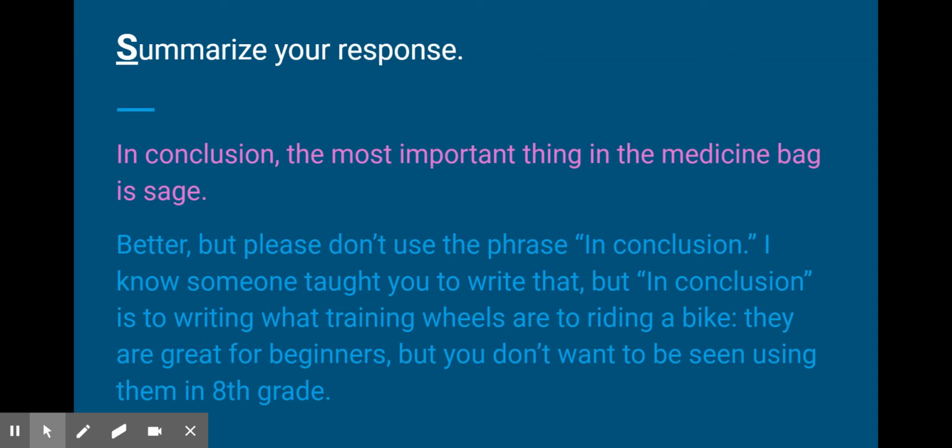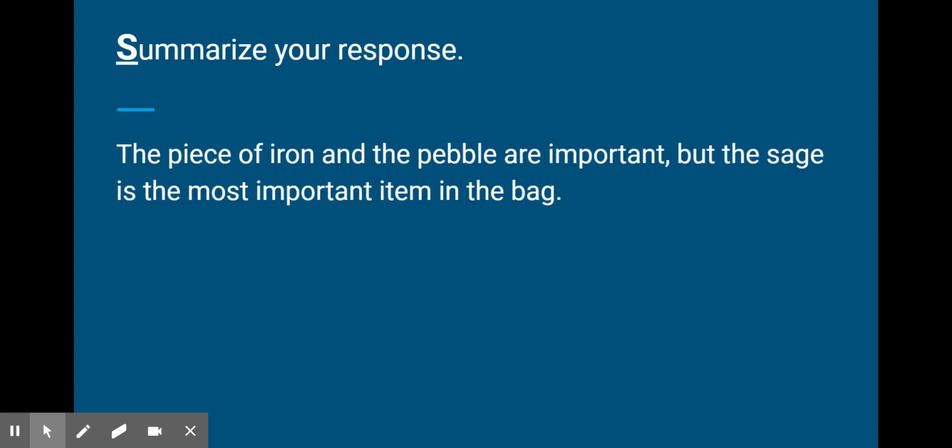I say it like this. In conclusion is to writing what training wheels are to riding a bike. They're great for beginners, but you don't want to be seen using them in the eighth grade. So in your writing, hopefully you'll develop some transitional strategies to connect your ideas. They're connected, but the hard work of writing is trying to show somebody else how your ideas are connected. Honestly, a simple, direct, straightforward response that just adds a little bit. I pulled in the other two pieces. The piece of iron and the pebble are important, but the sage is the most important item in the bag.